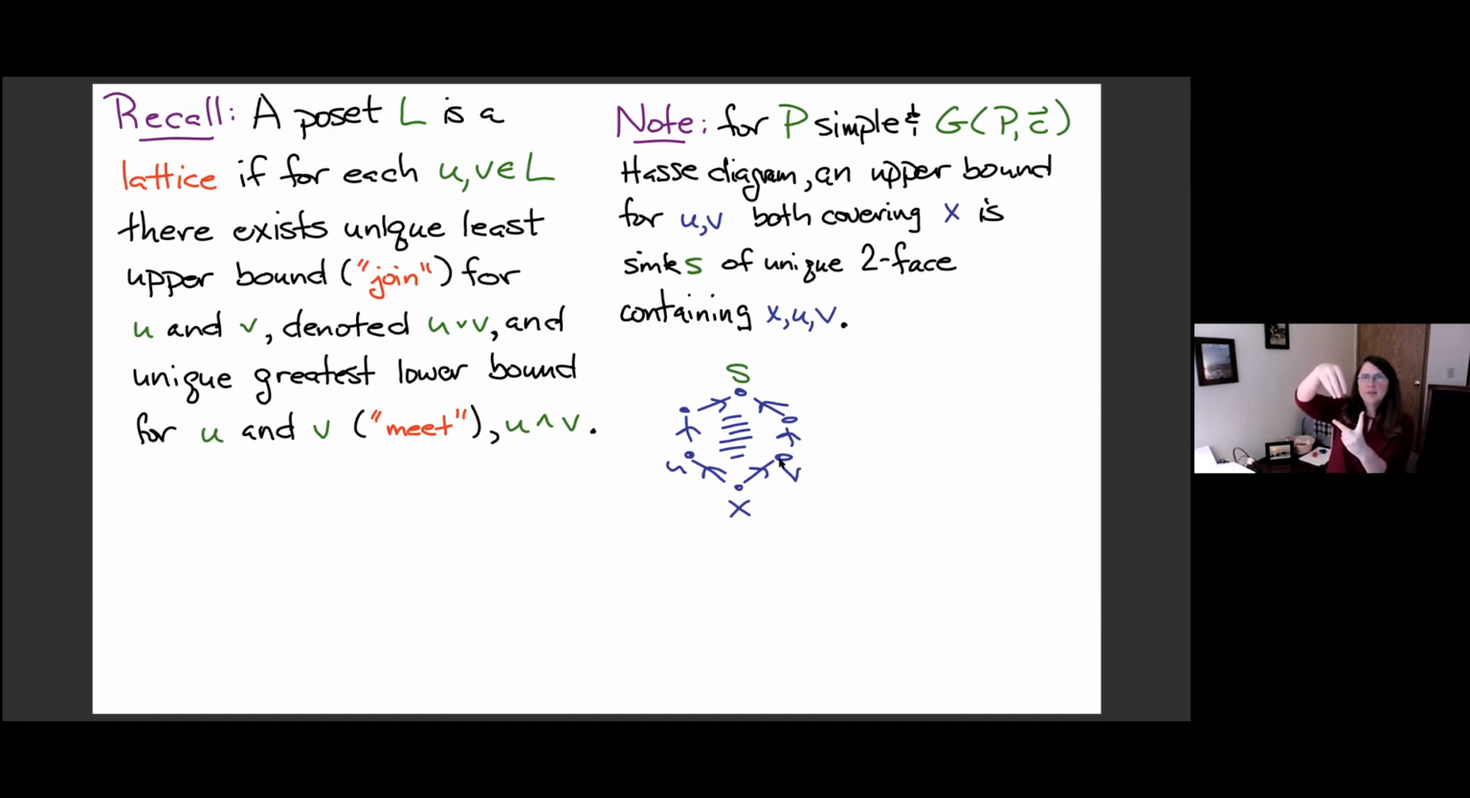And if you think about it, the sink of that two-dimensional face S is an upper bound for U and V, right? And one thing I became interested in is, will that be the least upper bound for U and V? Is it possible that you have some path that wanders off of this two-dimensional face, and they both get to the same thing that's actually strictly less than S, right?